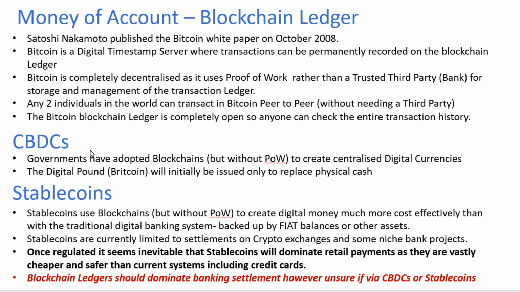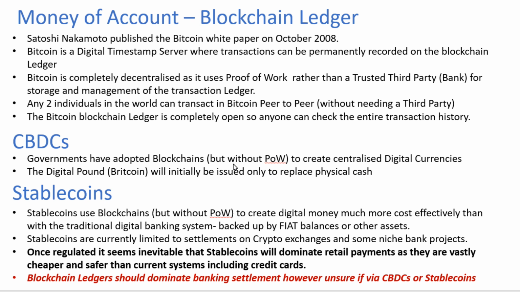CBDCs are central bank digital currencies. So in the UK, they've called this the Britcoin, and it's designed to replace pound sterling cash in the UK. Now, a lot of people don't even really know about this, but the governments are working on this now, and it's highly likely that they're going to come out in the next few years, and cash will probably get replaced in our lifetimes completely by central bank digital currencies.